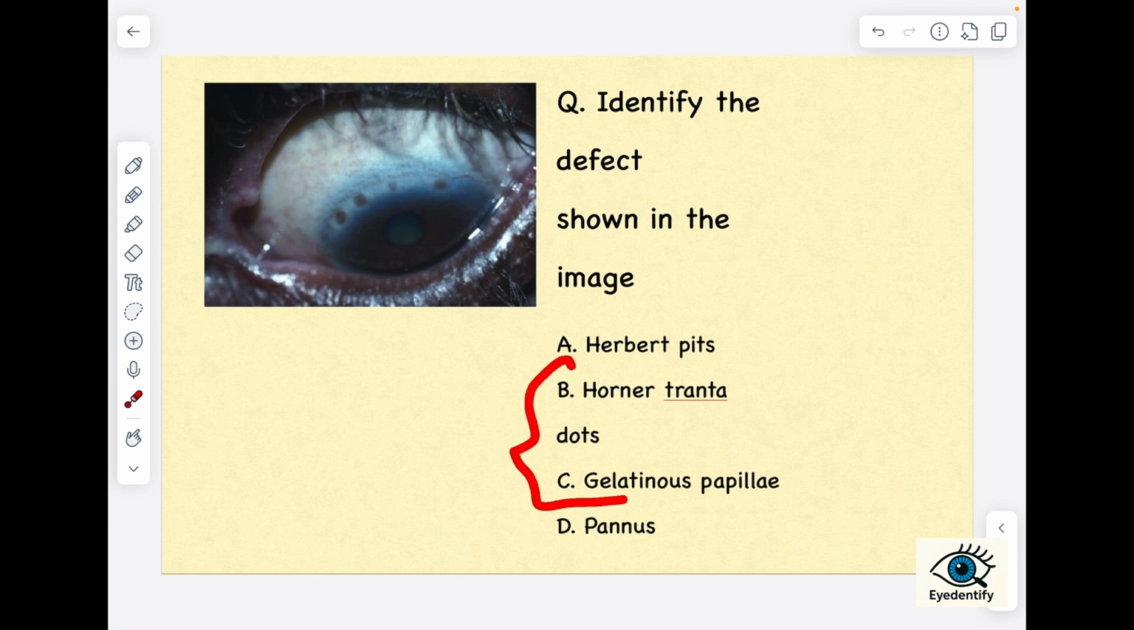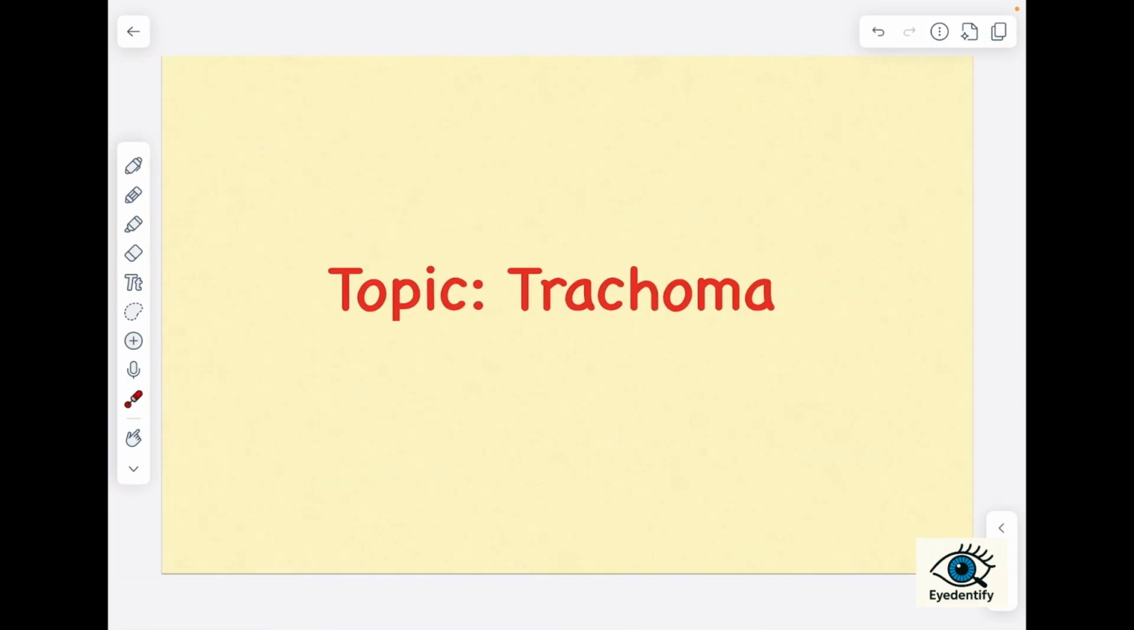So these two options are cut. Now we are left with Herbert's pits and pannus. These two, they both are seen in trachoma. But as we can see, it is a Herbert's pit. Now we'll see the topic. That is, the topic is trachoma.